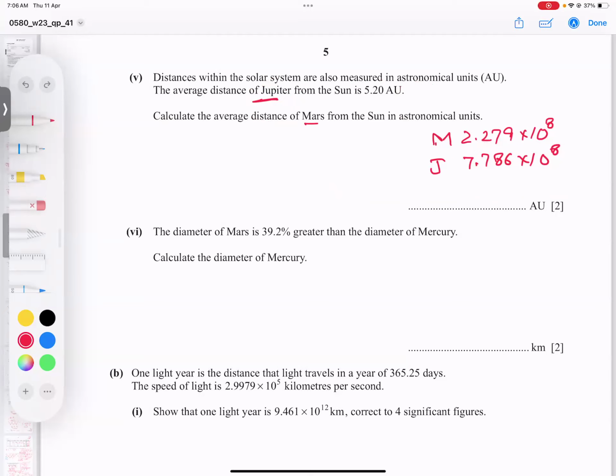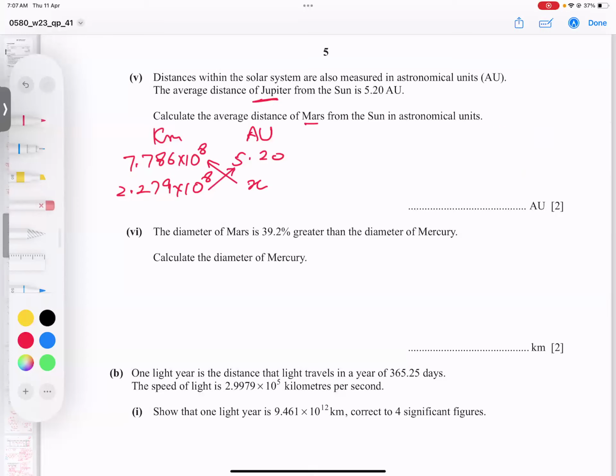The logic is very clear. Now I'm writing kilometer distance here and I'm writing AU. Because you talk about Jupiter, I write this value in front of it. So 7.786 into 10 to the power 8 is equal to 5.20. Okay, 5.20. And the other distance, 2.279 into 10 to the power 8, is equal to how much? So there's a cross multiply. It will multiply there, it will multiply there, and we'll get our answer. So I think now you got the point clear, and now I'm going to finalize the answer.